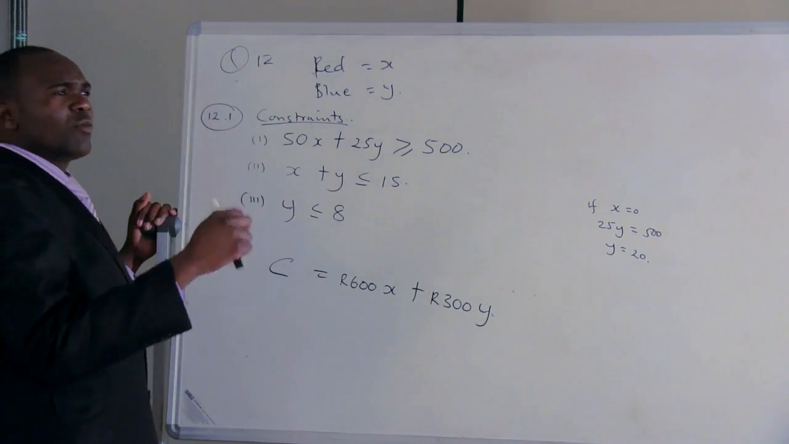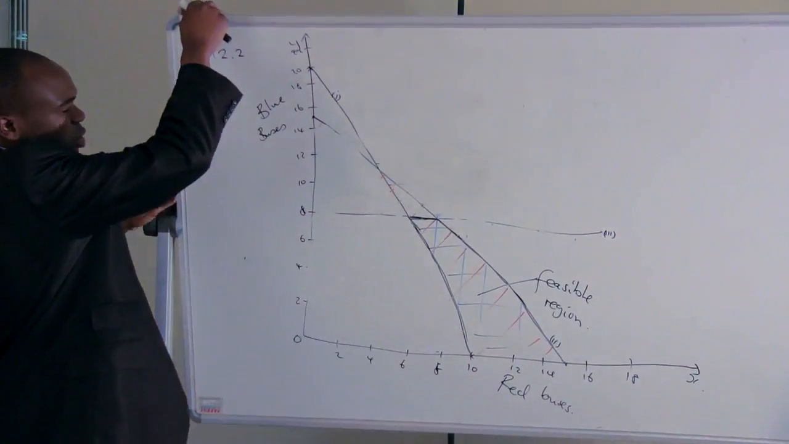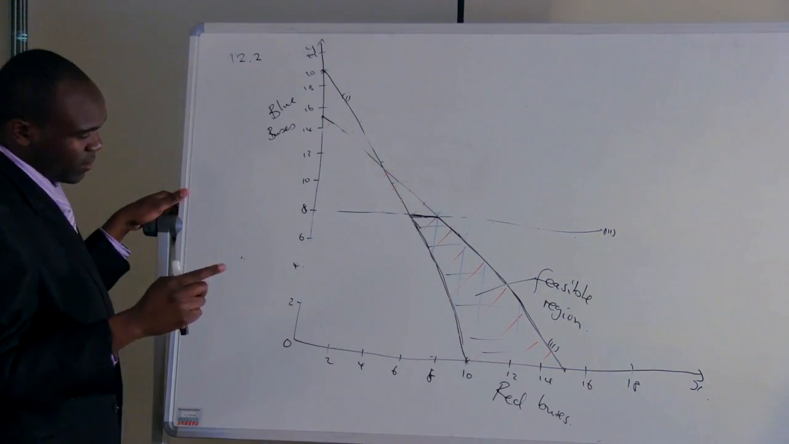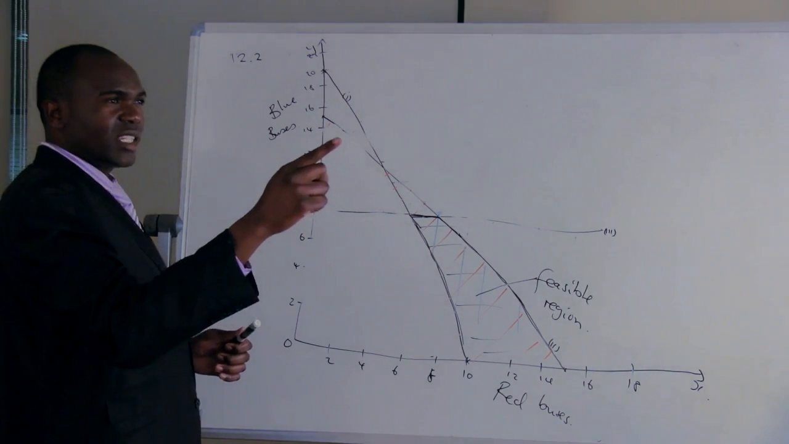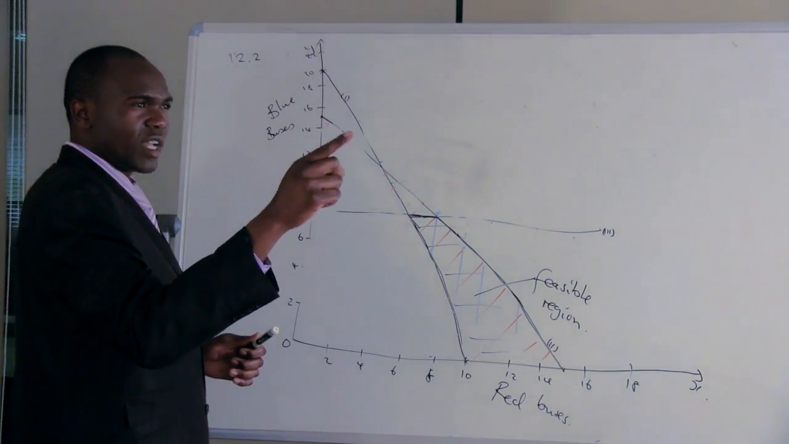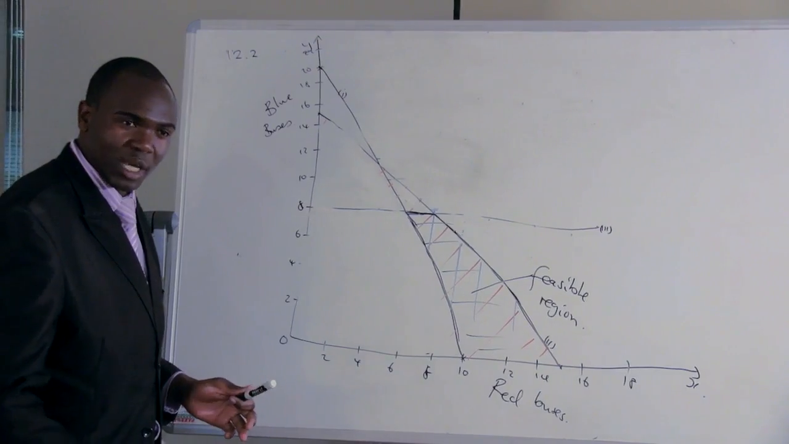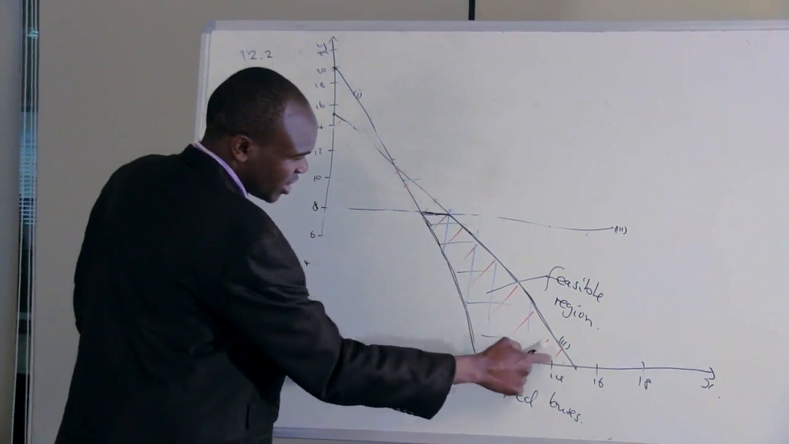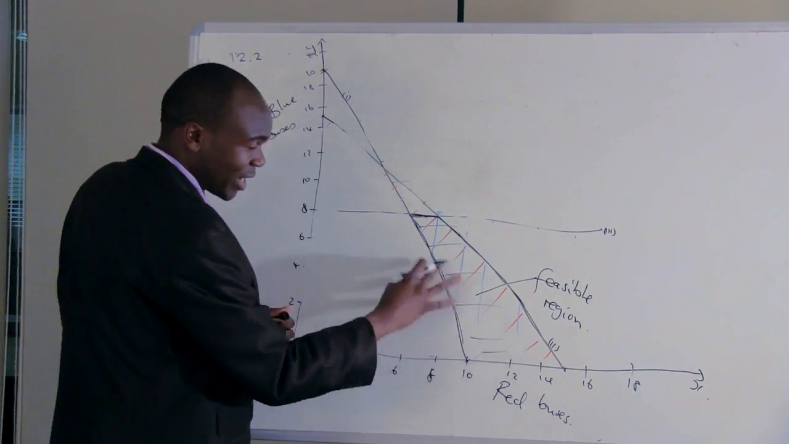Now, 12.41, it says determine all possible values of x and y so that the cost will be minimum. Alright. Now, let's come to our diagram here. This is where you need to think. It says determine all possible values of x and y so that the cost will be minimum, will be kept low. So this is the feasible region. Okay, we are saying we need to operate in this region. Whatever we're going to do, operate here.